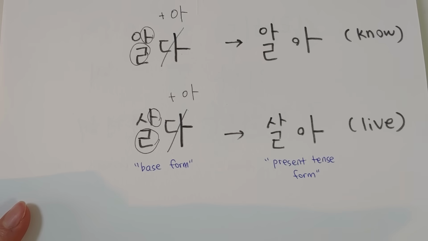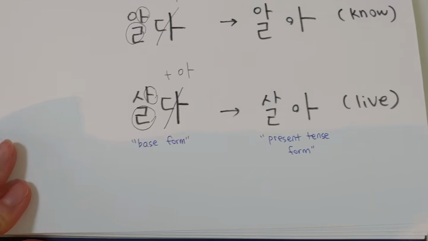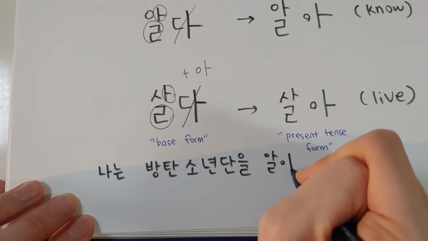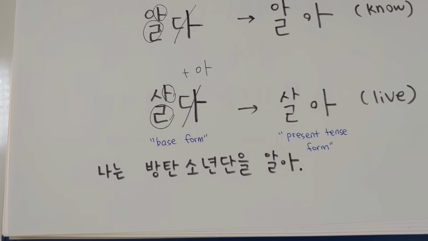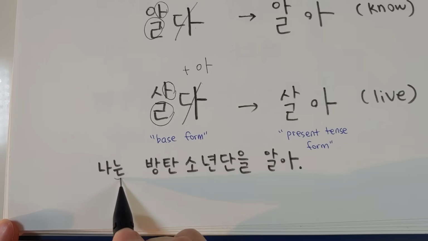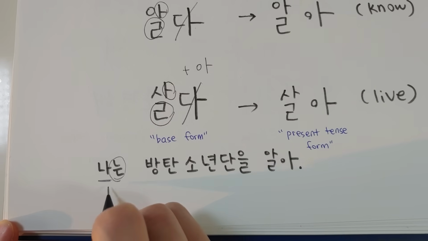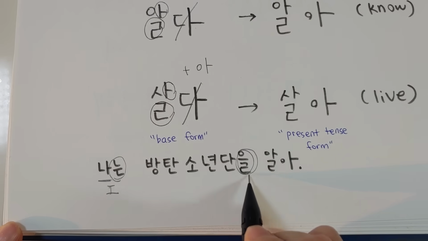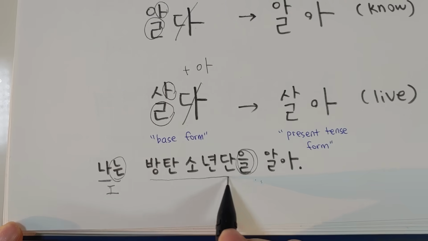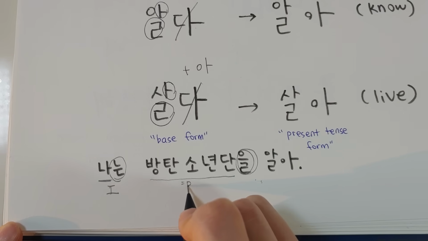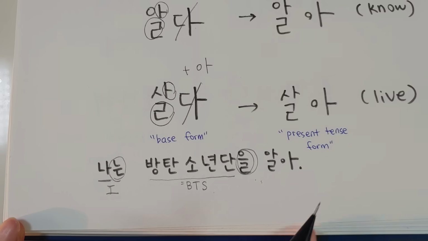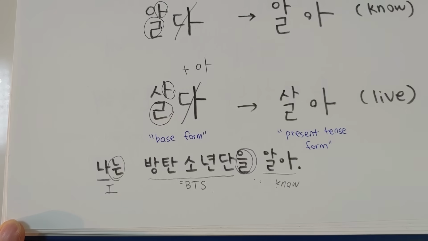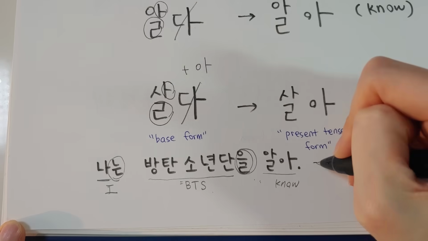And let's put them into practice and make some sentences. 나는 방탄소년단을 알아. 나는 방탄소년단을 알아. 나는 is I as a subject because there's a subject marker here, and we can know that this is object by 을 because it's an object marker. 방탄소년단. 방탄소년단 is the Korean name for BTS, and this is the verb that means know in present tense. So this means, I know BTS.